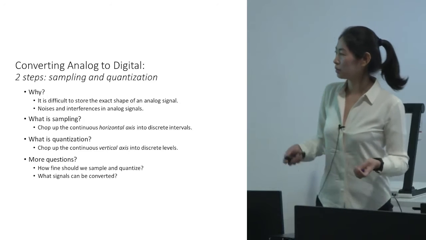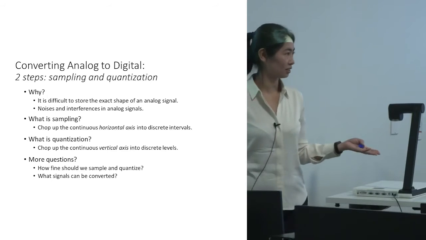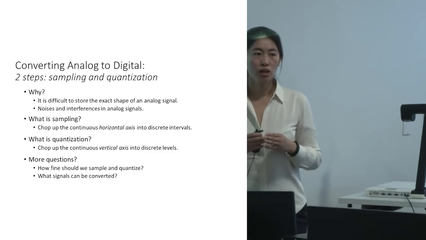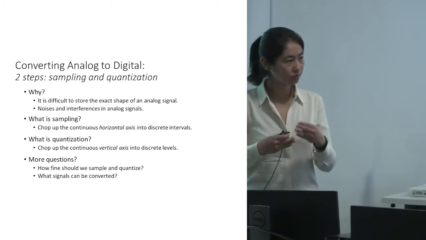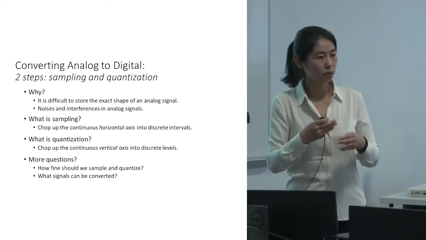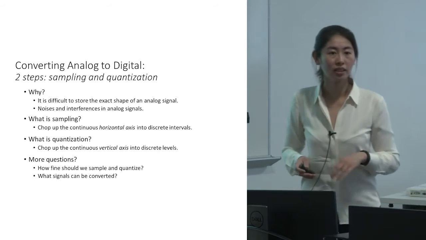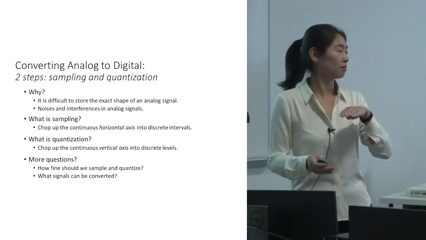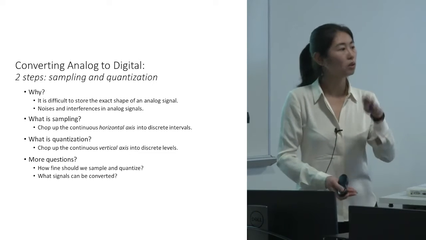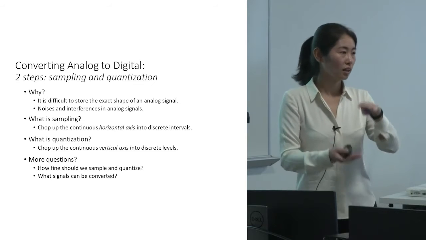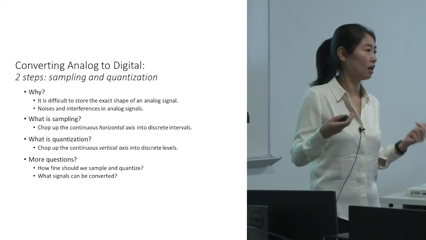And then how do we do this? How fine should we sample and quantize? That depends on the signal, right? If I want to make sure all my information is not lost, then in the sampling, I want to make sure my sampling rate is high enough so I'm not losing information in between. And if I don't really care about my voice level, I can just do two types of quantization, low or high. But if my voice amplitude contains a lot of information, then I need to quantize it a lot finer.